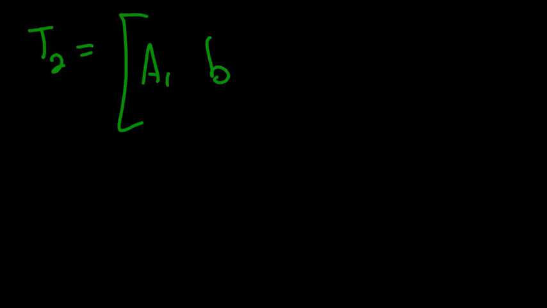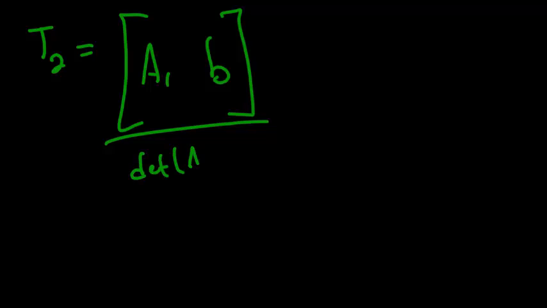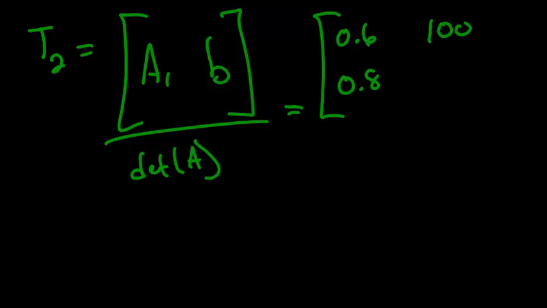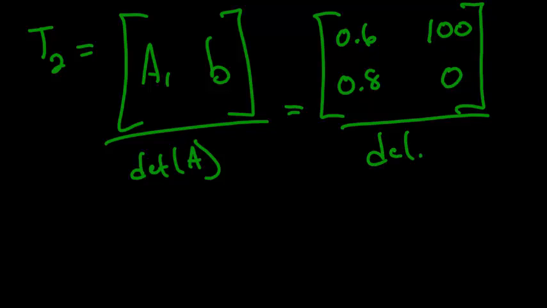Now the next one, if we want to find T2, T2 is equal to the first column in A1 augmented with B, over the determinant of A. So this is equal to the matrix 0.6, 0.8, 100, and 0 over the determinant of A, which we know is -1.